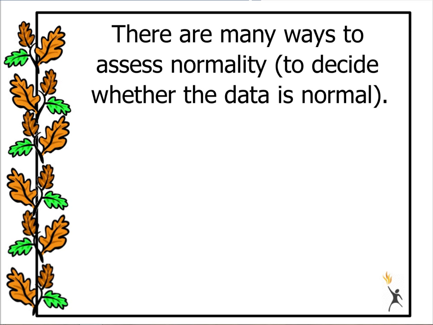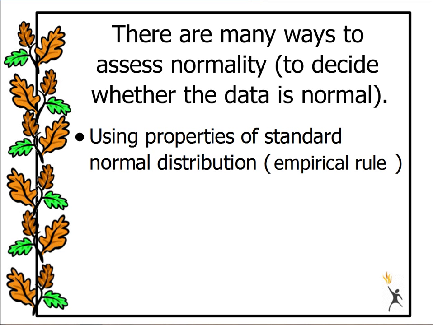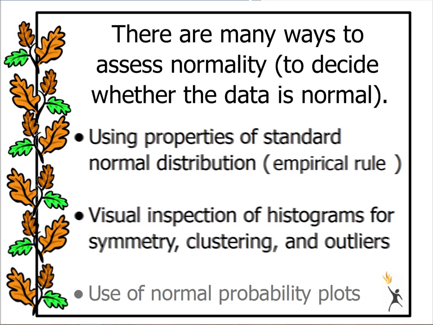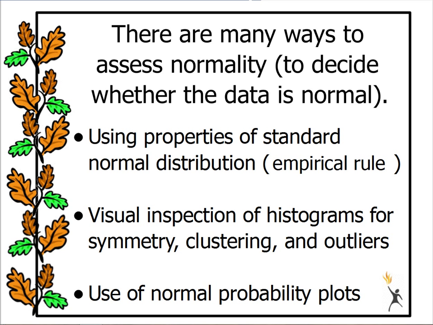So there's a lot of different ways to assess normality, and when we say assess normality, we mean to decide whether the data is normally distributed. So we can use the empirical rule. I can check to see if approximately 68% of the data is within 1 standard deviation and 95% of the data is within 2 standard deviations, and so on. I can visually inspect the histograms for symmetry, clustering, and outliers. We'll talk more about that in a second. And we can use probability plots.